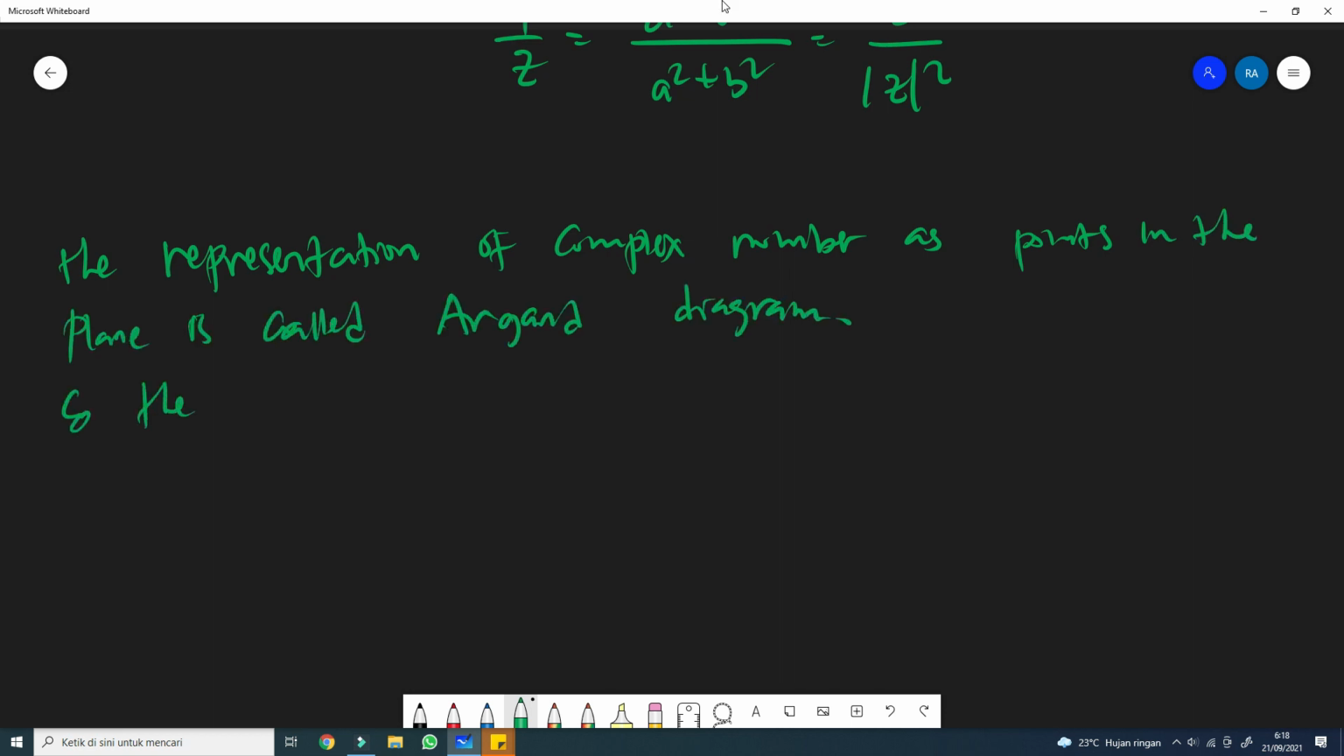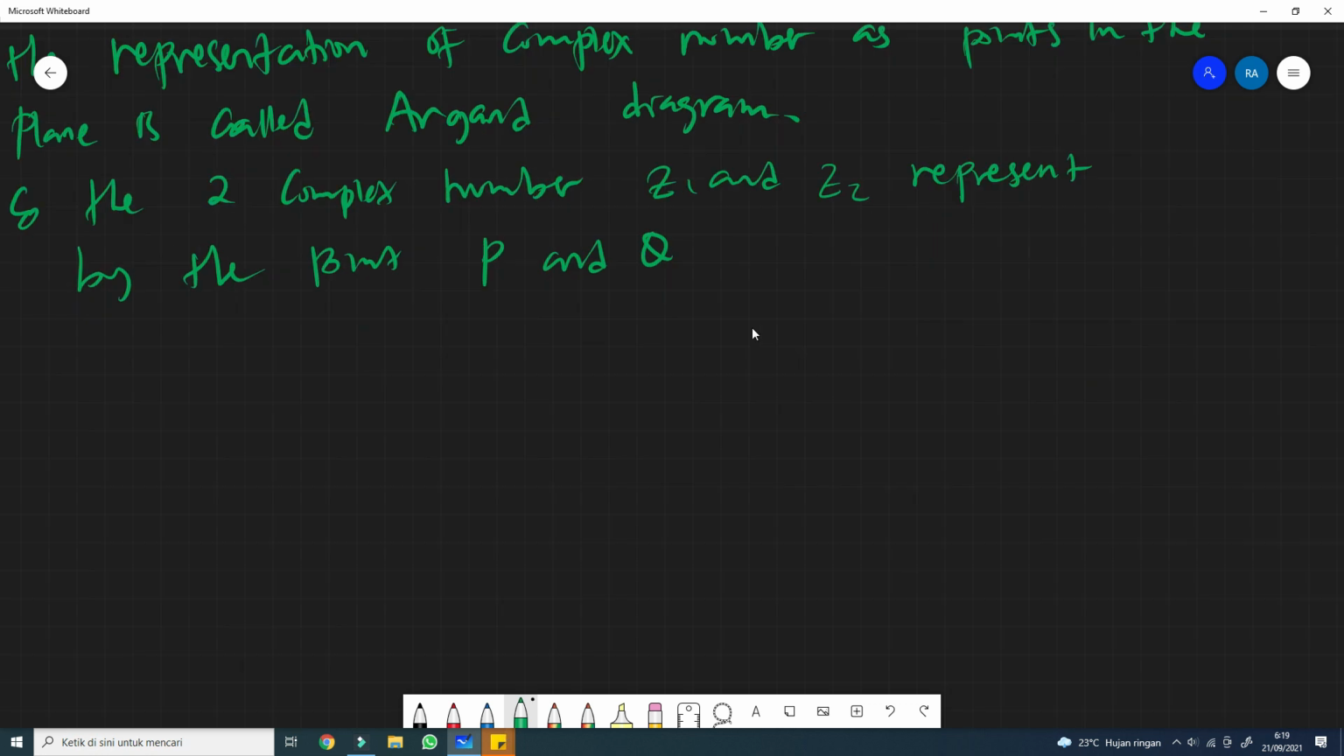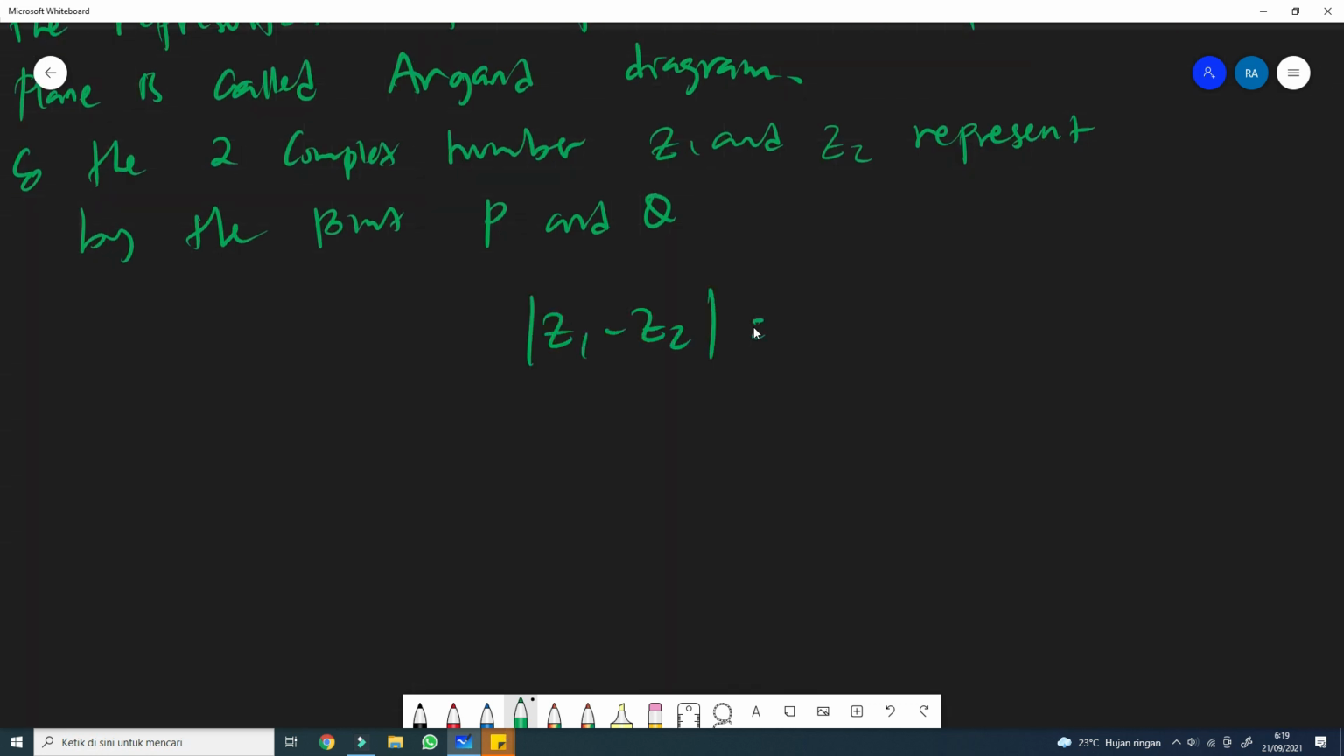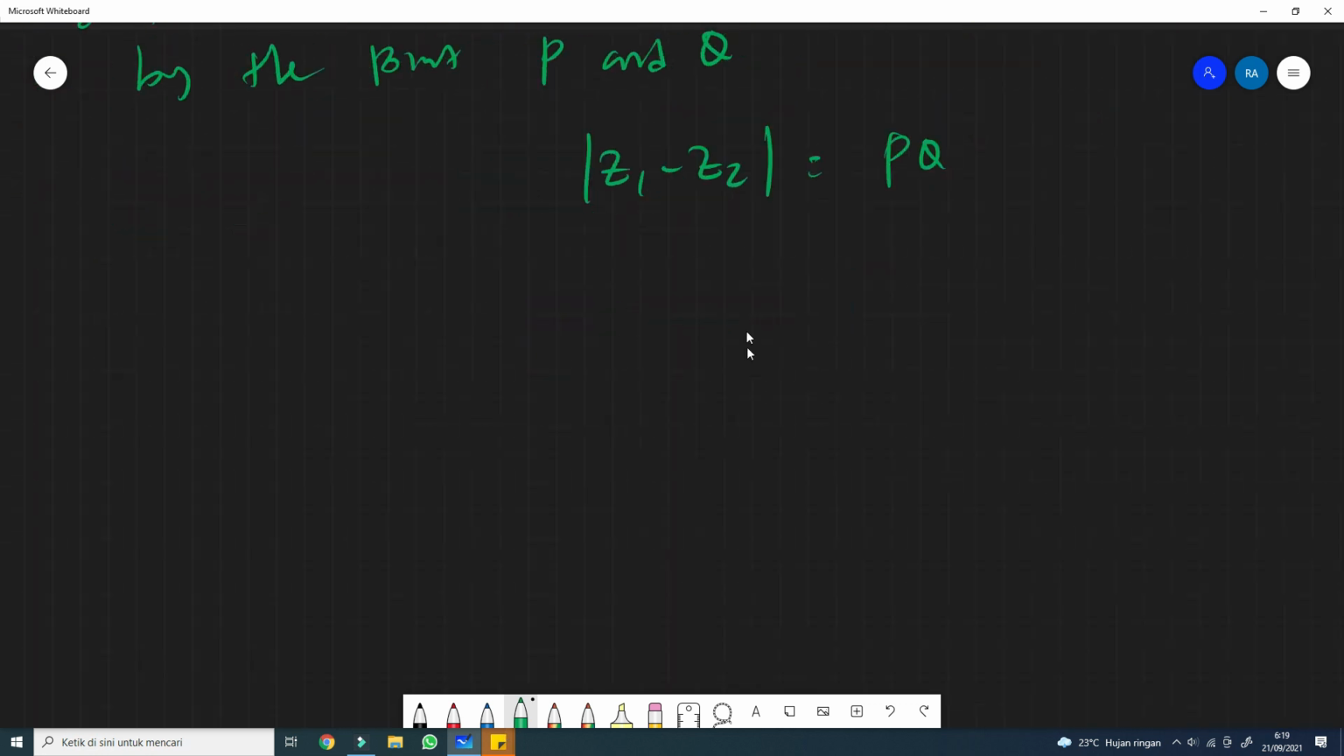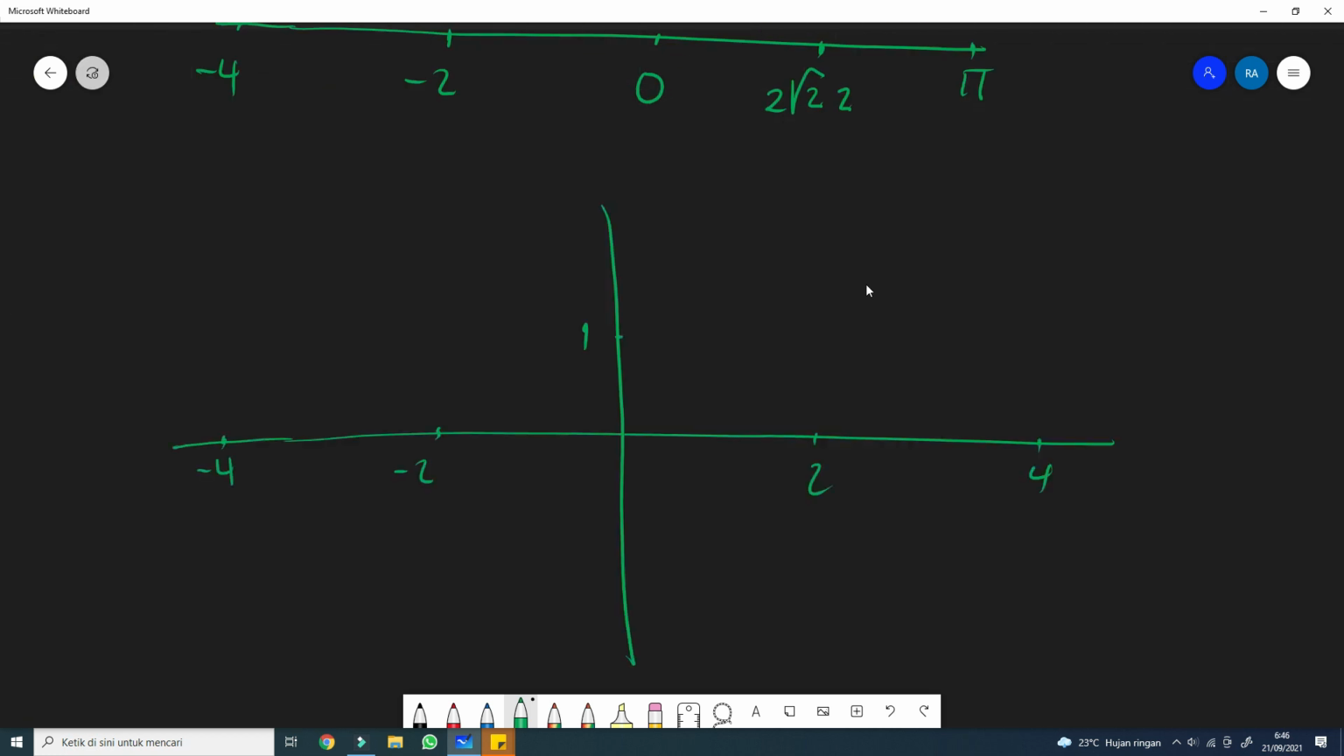So the two complex numbers z1 and z2 are represented by points P and Q, and let's say that |z1 - z2| equals PQ. We can plot each point like below. So here is the real part and there is the imaginary part. Then we just put any coordinate which is given by z1 and z2. Maybe it can be here or there.